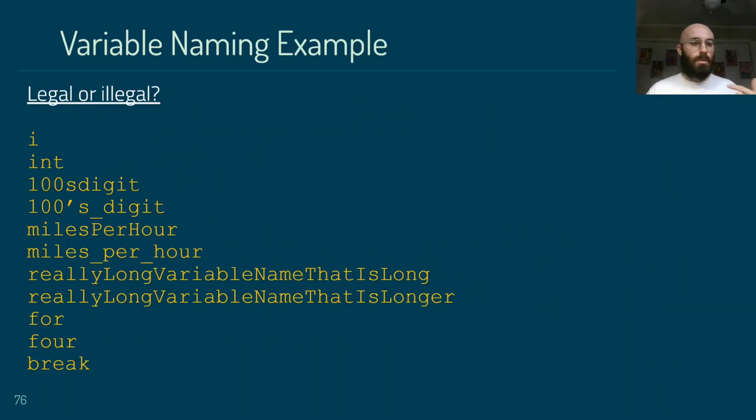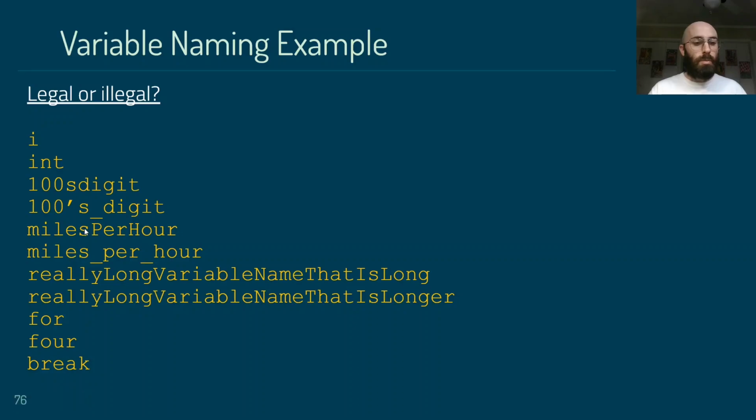So we can go through a little example here, right? Are these legal or illegal? This first one, it's not that intuitive what it's representing, but it would be legal. It's just a letter. Int would be illegal because that's a reserved keyword. 100s digit would be illegal because it starts with a number. This is illegal for the same reason, it starts with a number, but it also has a special character in there, which we can't have.